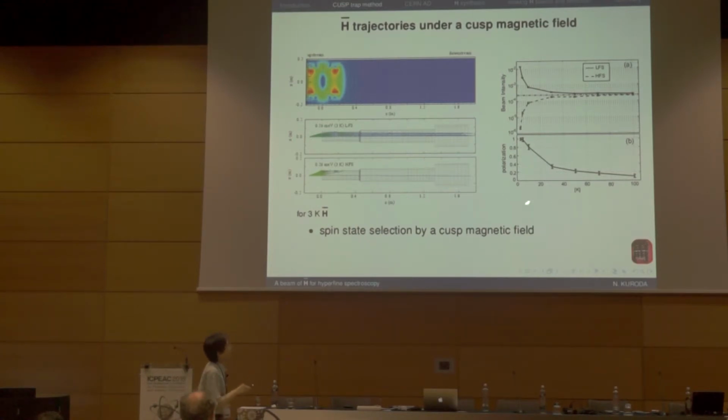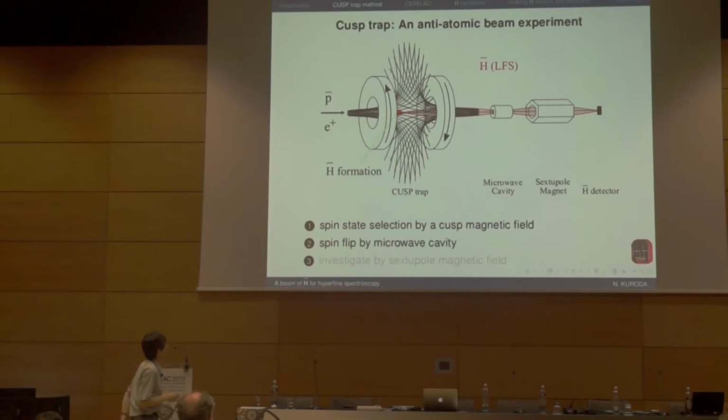This is our calculation. So the low field seekers are enhanced at low temperatures. Extracted antihydrogen passes through the devices, and they are focused by this four-pole magnet because only the low field seekers pass through. When we apply a resonance frequency at this cavity, spin flip is induced. So now low field seekers are turned into high field seekers, and the detected number of antihydrogen decreases.